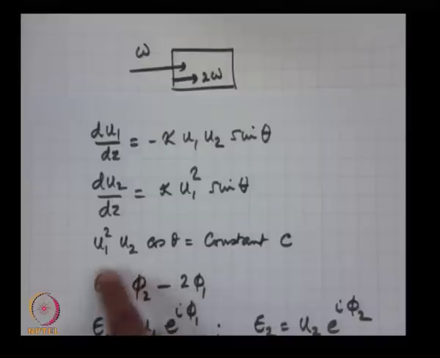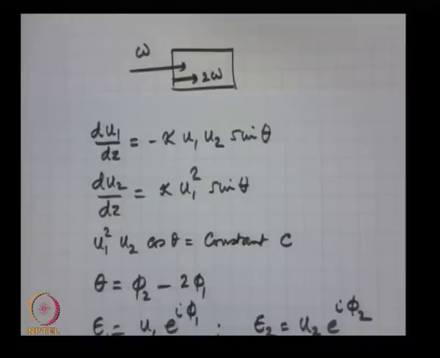Because my constant of motion says u1 square u2 cos theta must be a constant. So because I started with u2 equal to 0 at z equal to 0, c is 0. The moment c becomes 0 at z equal to 0, it has to maintain that c is equal to 0 always, because this coefficient u1 square u2 cos theta is independent of z. This is what I showed you.